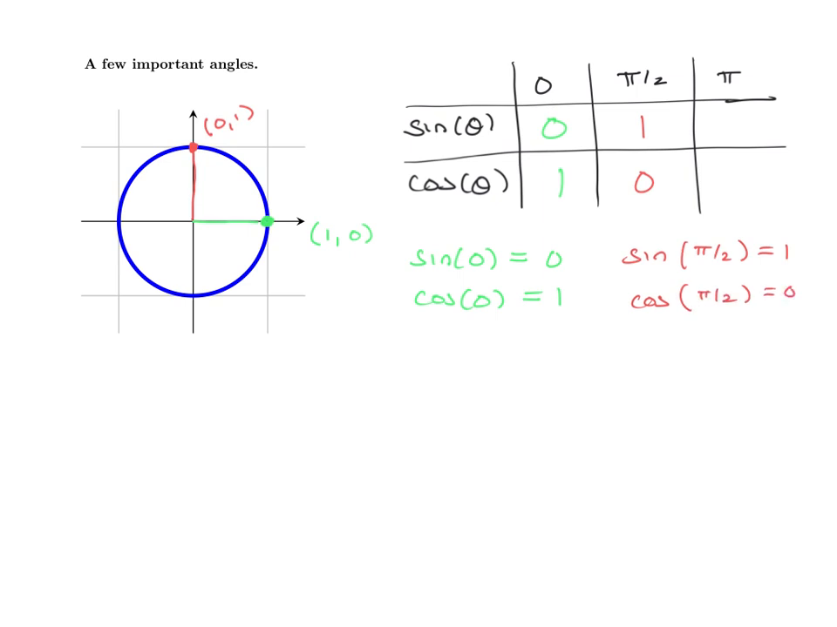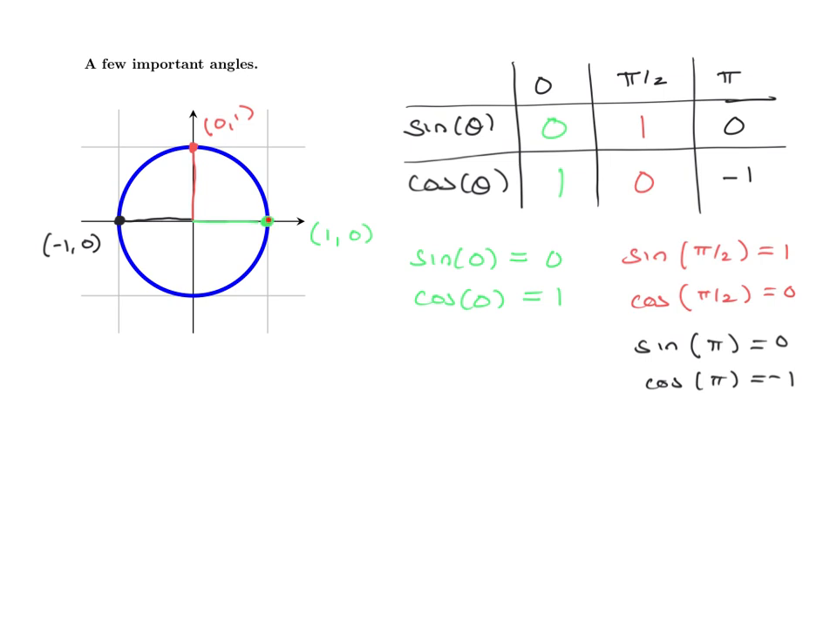And I had one more. Here is pi radians, a 180-degree rotation. What point is this? It's -1 for x and 0 for y. Said another way, sine of pi is 0. That's the y value. What is cosine of pi? It's the x value, which is -1. That is, sine of pi is 0, and cosine of pi is -1.